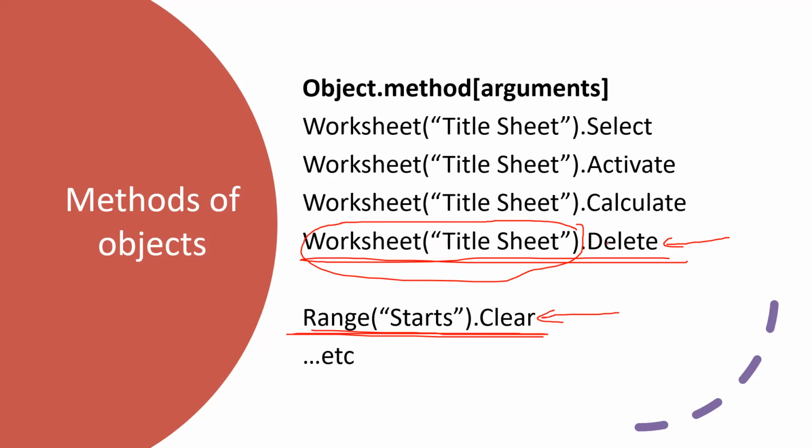When we delete, the selected part will be deleted. When we clear, the content will be cleared. When we select, it selects the specified region or area. Activate, again the same, but it has a different meaning. Again, I will explain with an example. Calculate, recalculate: if there are formulas, they will be recalculated. Sometimes we can change the content, right?